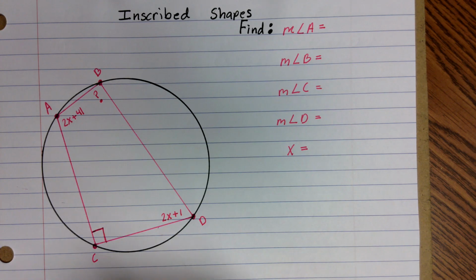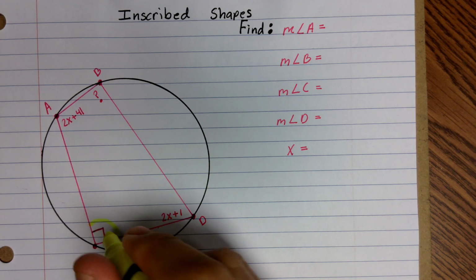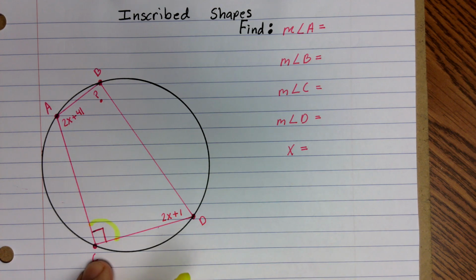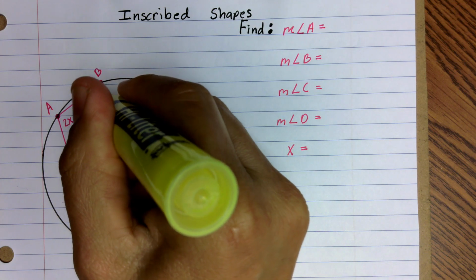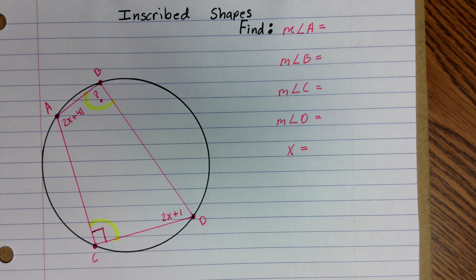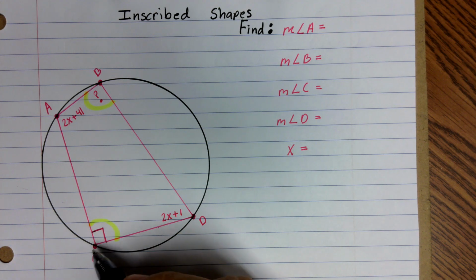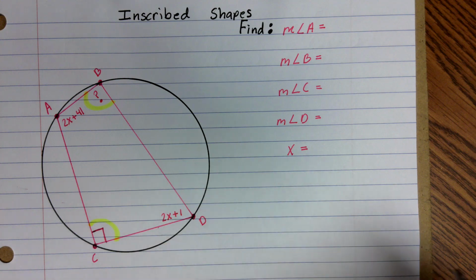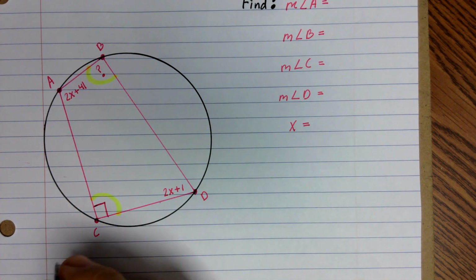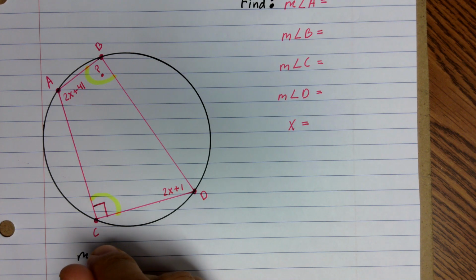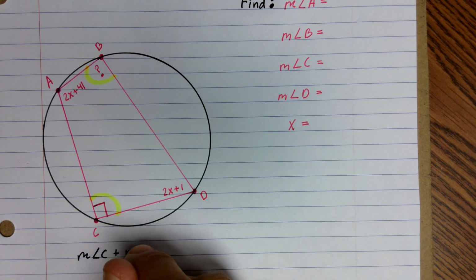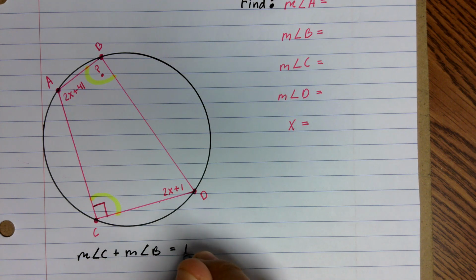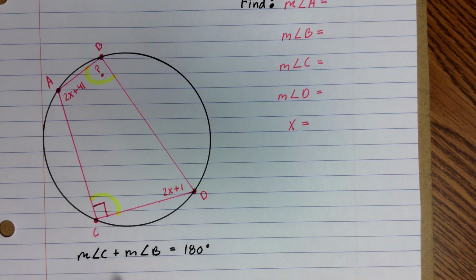Now I know by looking at this that they gave me a 90-degree angle for C. So what I know is that C plus angle B, that's currently unknown, right? They have a question mark there. They should be equal to 180 degrees. So if I want to find that, I'm going to go ahead and just write a statement real fast. I'm going to move this up just a little bit to have some more room. So I can say that the measure of angle C plus the measure of angle B equals 180 degrees.